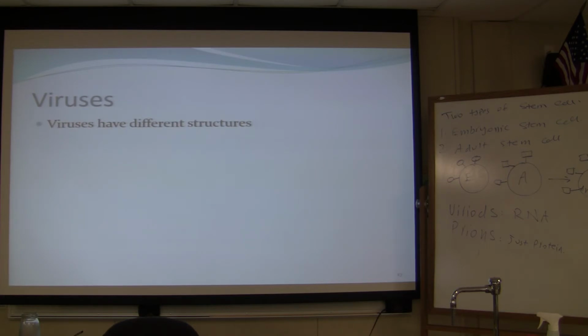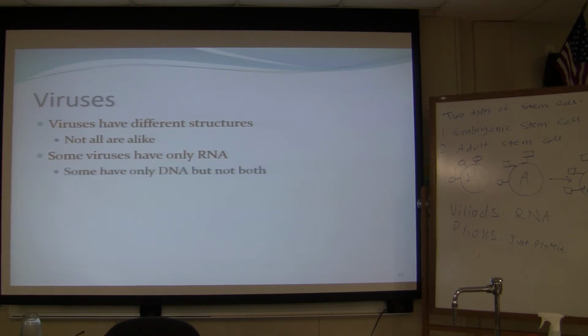Okay, viruses. Viruses have different structures, of course, not all alike. Some viruses have only RNA, some only have DNA, but not both. You do not find any virus that has both RNA and DNA. You will not find that. Either they have RNA or they have DNA. Either the DNA is double-stranded or single-stranded. The RNA is single-stranded or double-stranded. All possibilities there, but you do not find a virus that has both RNA and DNA. Am I making some sense?